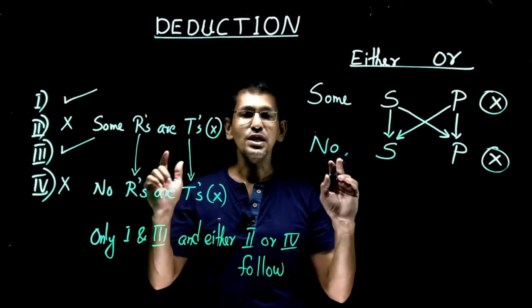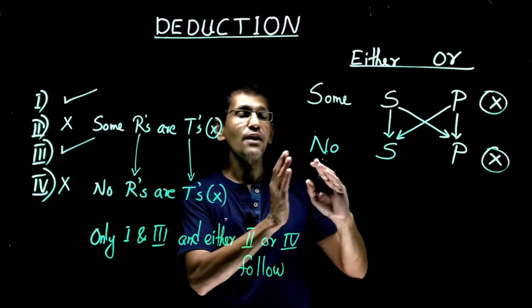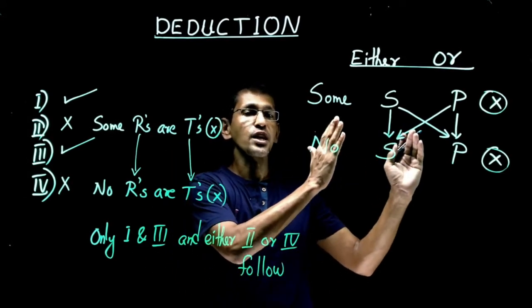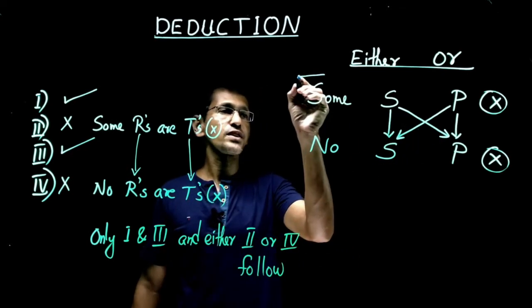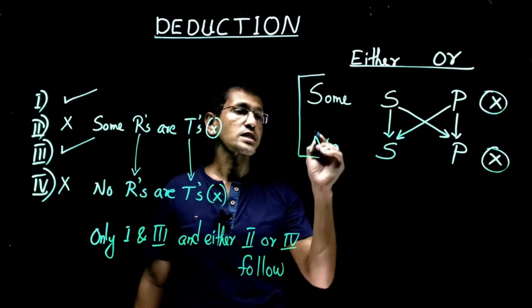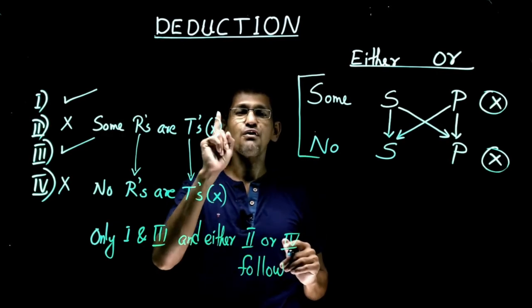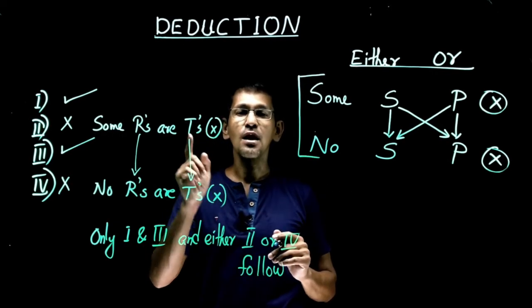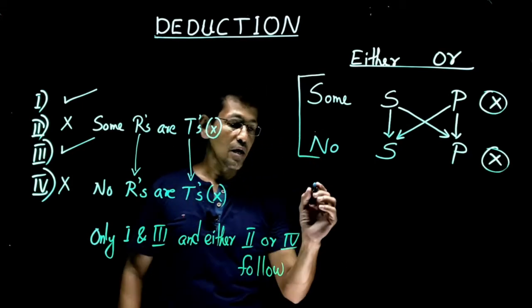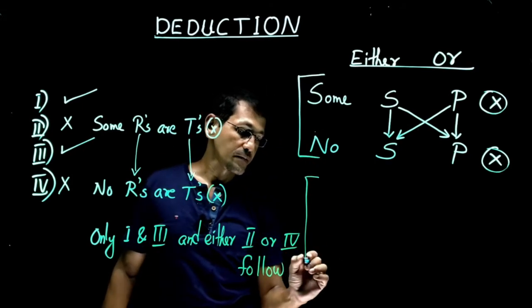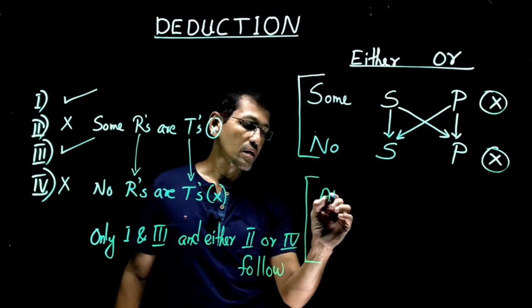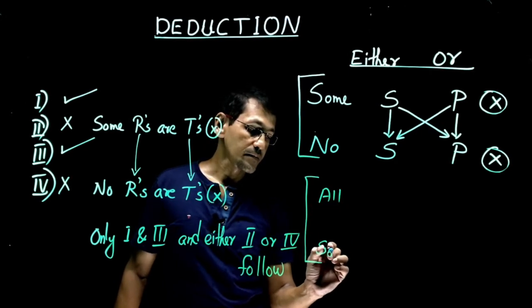Now, the question in front of us: do we have any more either or pair? We have the first either or pair, some and no. Do we have any more either or pair? Yes, we have one more. Which one is that? The all and some not pair.